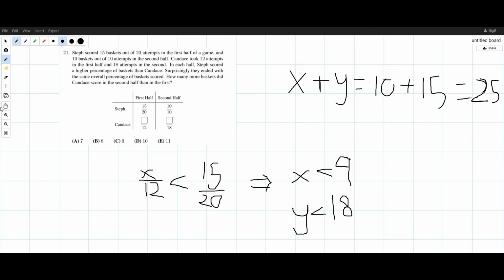Now, you may think we're going to be done there, but no. Let's first write this equation out. 8 plus 17 equals 25. So now that we have that written out, all we need to do is subtract 8 from 17, because that's what we have to do. How many more baskets did Candace score in the second half? So 17 minus 8 is going to be 9, and that is going to be answer choice C.